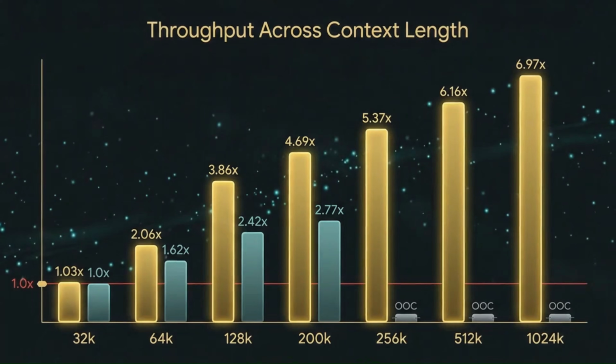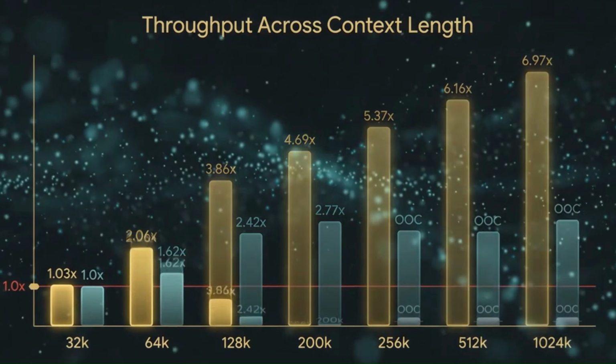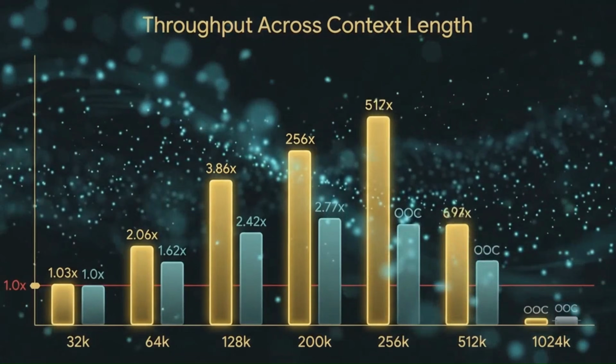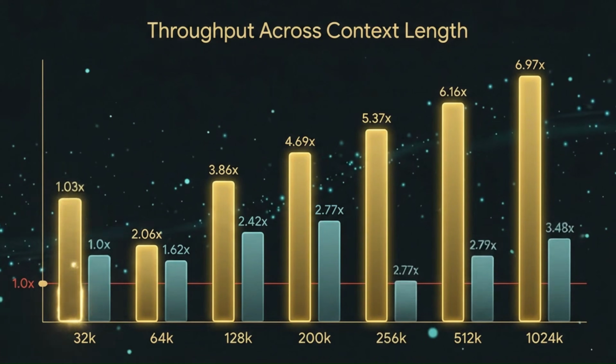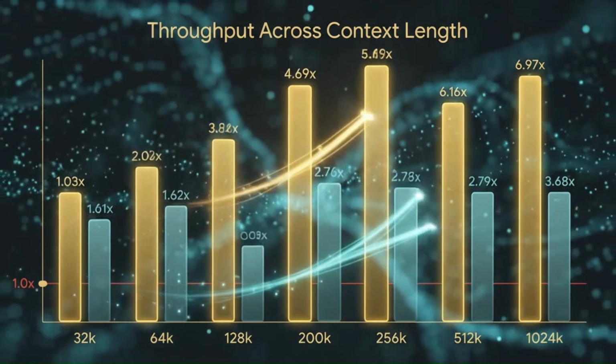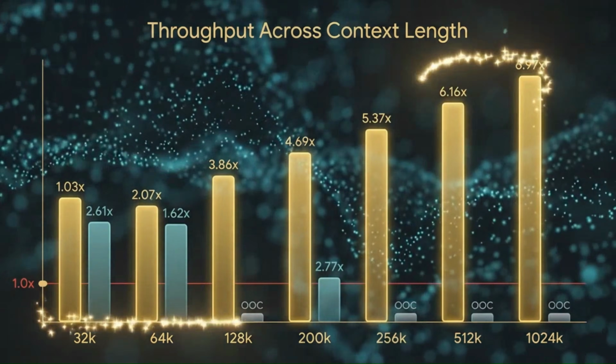Okay. So I want to show you one chart because it's basically the whole video in a single picture. This is how fast the model runs as you feed it more and more text. The old version is just one color. GLM 5.2 is the other. At short lengths, basically tied, but watch what happens as the context gets longer. 5.2 just pulls away. At a million tokens, it's running about 7 times faster.